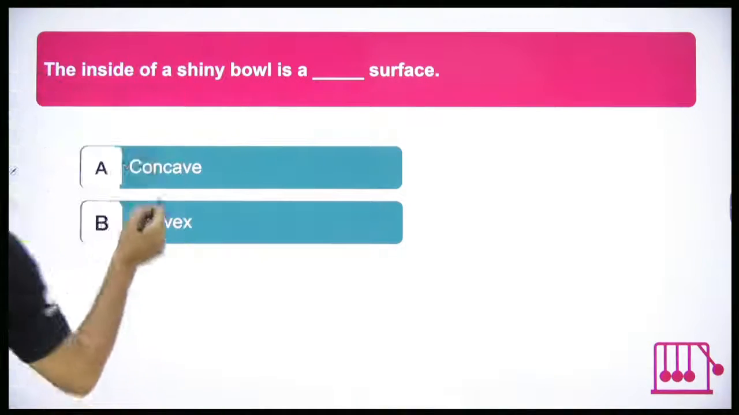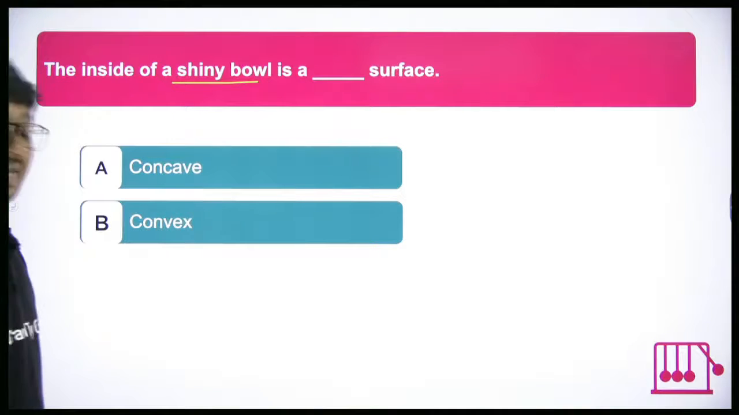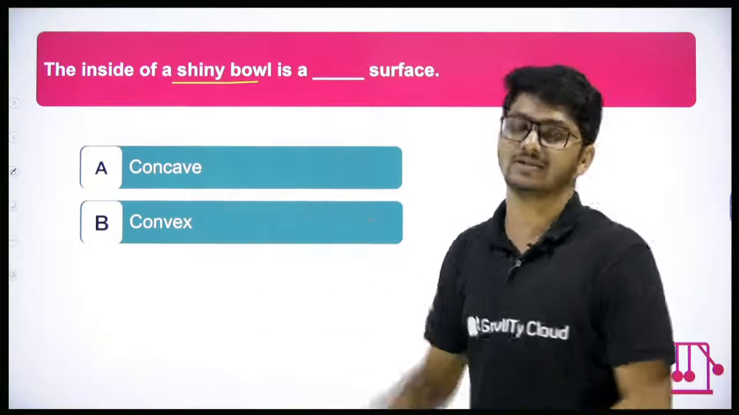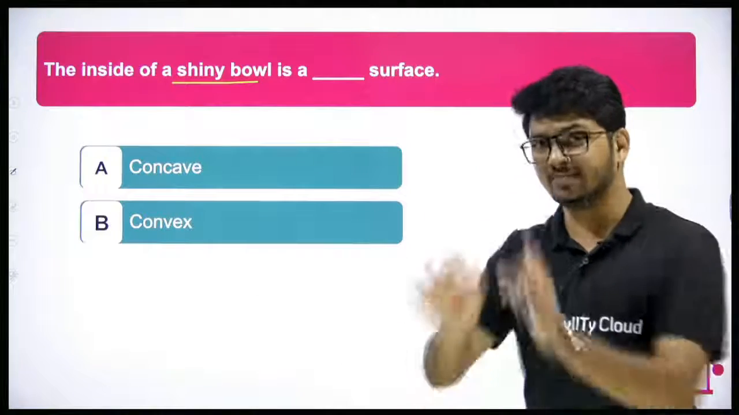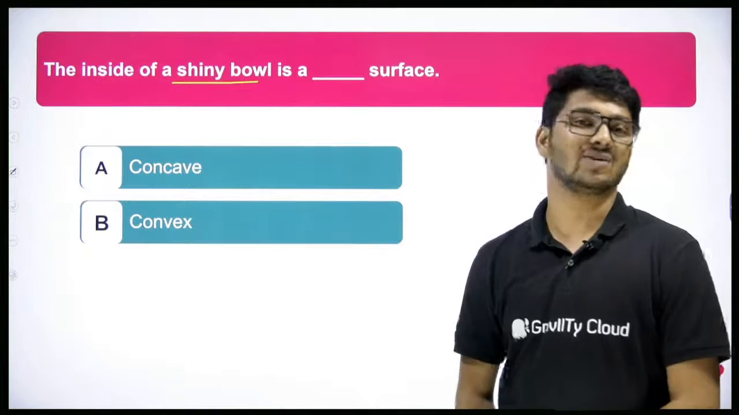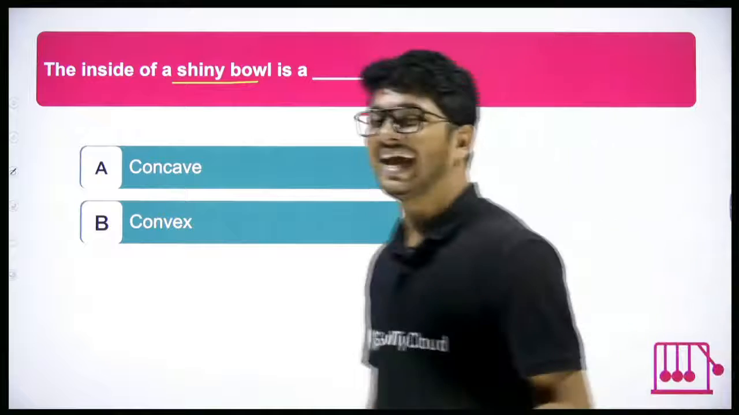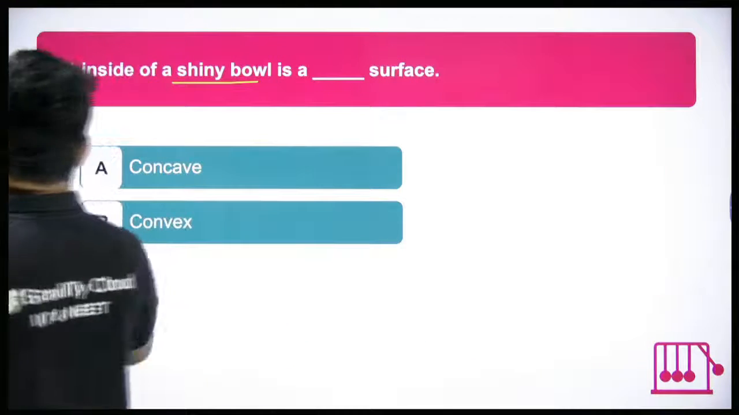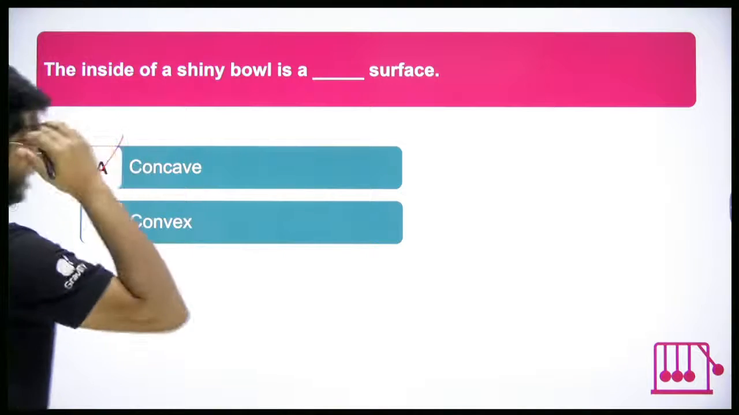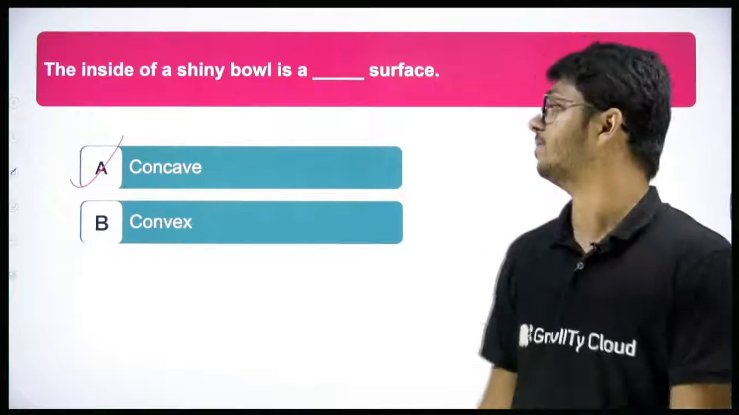So a very simple question for us. The inside of a shiny bowl is a dash surface. Inside, is it a concave surface or a convex surface? A or B? Very simple, straightforward. You answer this, you understood whatever we have learnt. And the answer is concave. To remember, when it is inside, think inside a cave, concave, rhyming. So concave. Good.